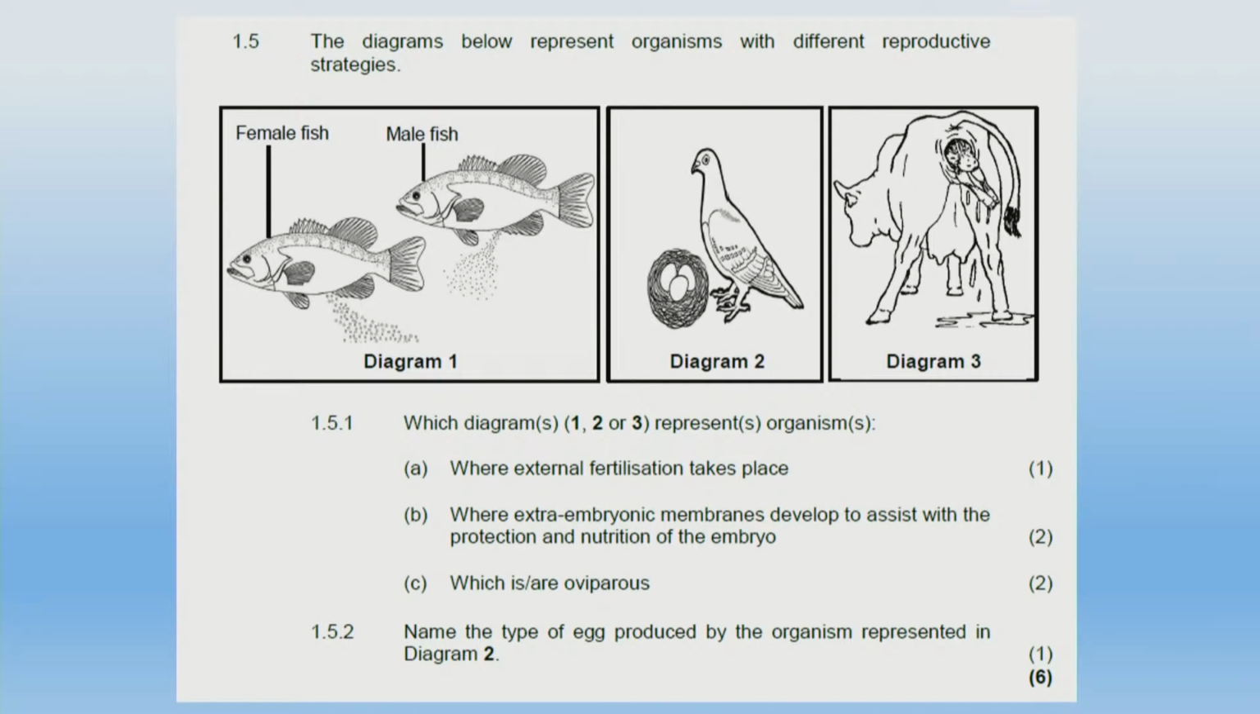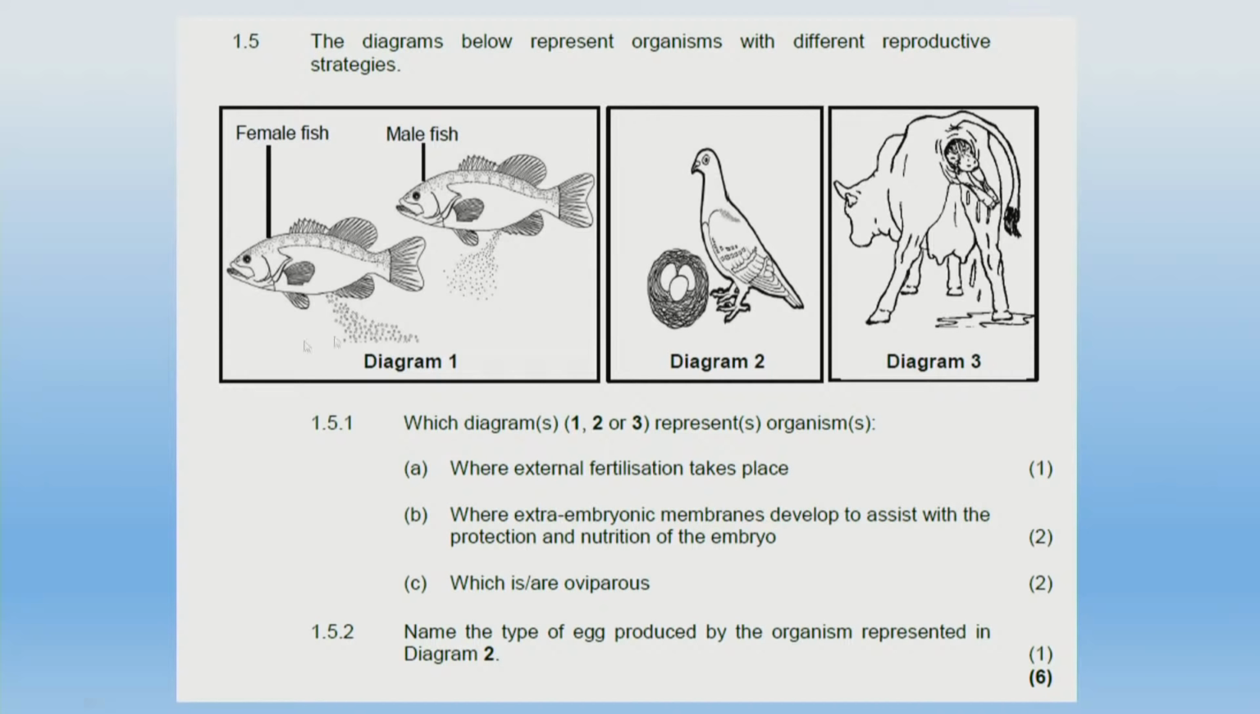When we look at diagram number 1, we have the male fish and the female fish. Below the male fish, we have the egg cells, and below the female fish, those small dots represent the sperm cells. So let us try to go through these questions. Question 1.5.1. Which diagram or diagrams, 1, 2, or 3, represent organisms, number A, where external fertilization takes place?